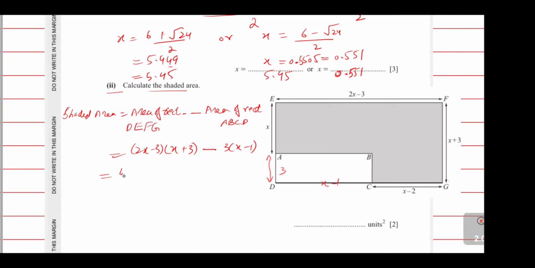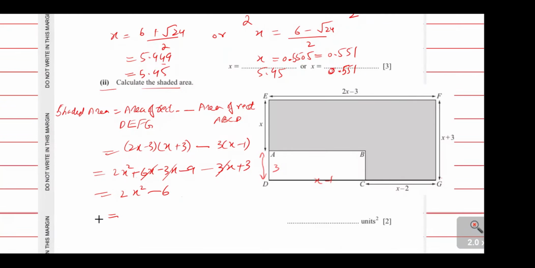And this value is equal to 2x square plus 6x minus 3x minus 9 minus (x square minus 3x minus x plus 3), and we can write this: 6x minus 3x plus 3x minus 6x cancelled. We write 2x square minus 9 plus 3 is minus 6. Here the values of x are 5.45 and 0.55.